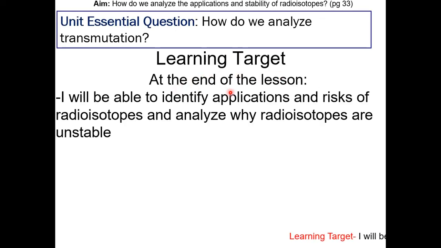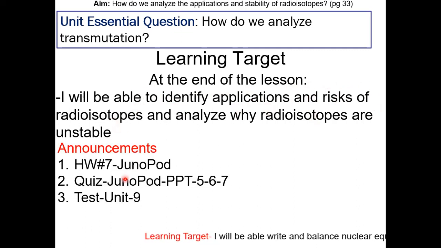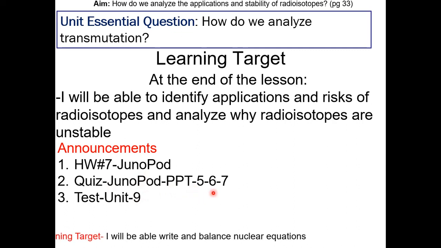Learning target: at the end of the lesson, I'll be able to identify applications and risks of radioisotopes and analyze why radioisotopes are unstable. Homework number 7 will be a Junipod based on this lesson. There will be a quiz Junipod on PowerPoints 5, 6, and 7. The exam will be on Unit 9 only.